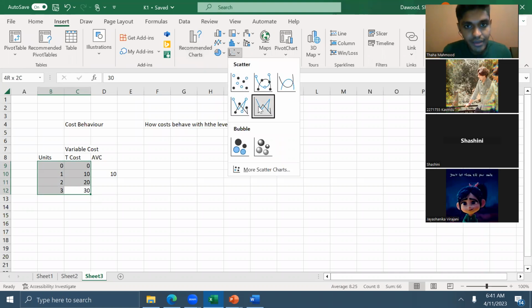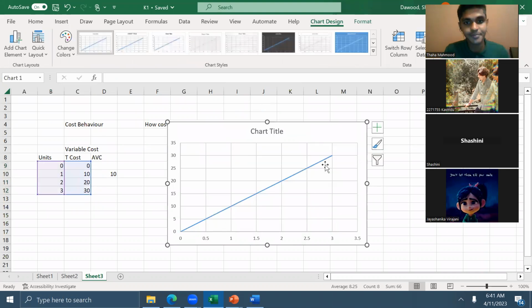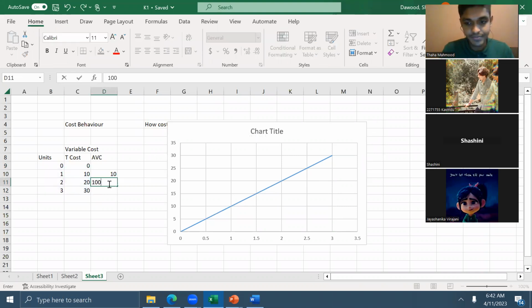it will look like something like this. Yeah, this is how it would look in a graph. When units are increasing, variable cost increases in a linear way and in direct proportion to the increase in the number of units. AVC is always constant.